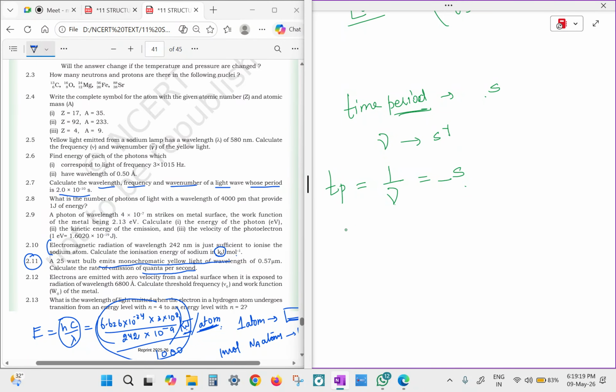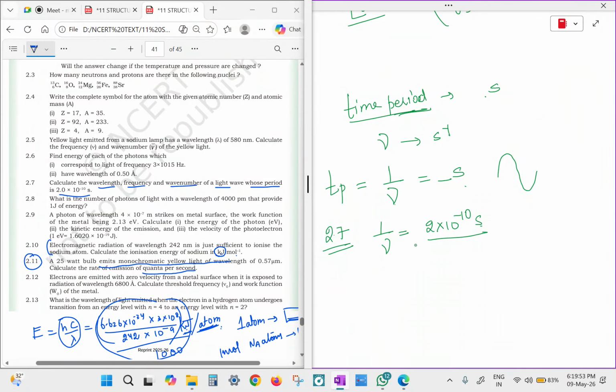So how to do question number 2.7? They have given you the period. That means they have given you the inverse of frequency to be 2 into 10 to the power minus 10 seconds. What is time period basically? The definition is the time required for one full wave to cross a particular point, which is 2 into 10 to the power minus 10 seconds.